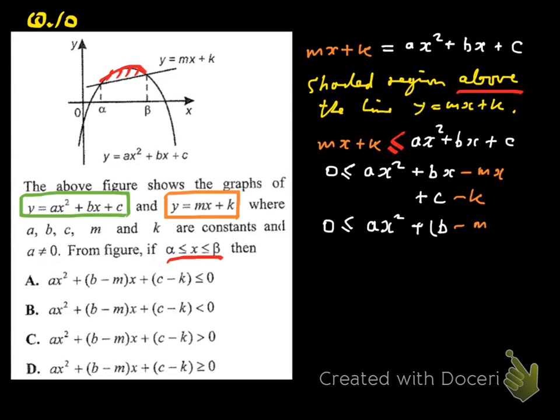Now if we move things around with the algebra, we have that 0 is smaller than the expression on the right, so the expression on the right must be bigger than or equal to 0. So the answer here is D. This question is more about understanding the inequality of the graph. A key point here is to understand the shaded area. The y value of the quadratic is bigger than the y value of the straight line.